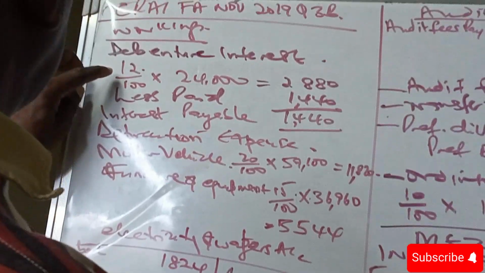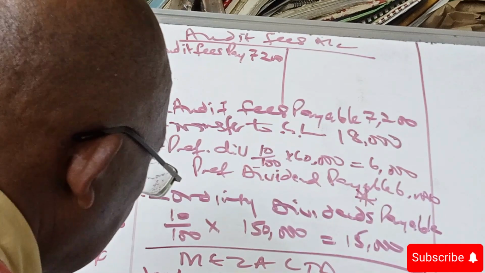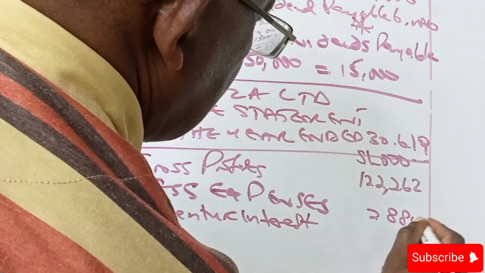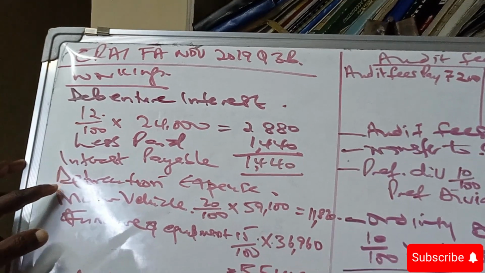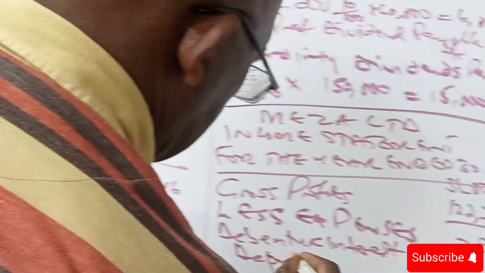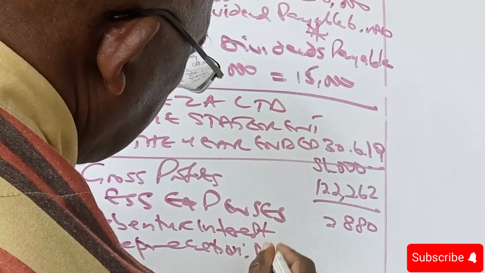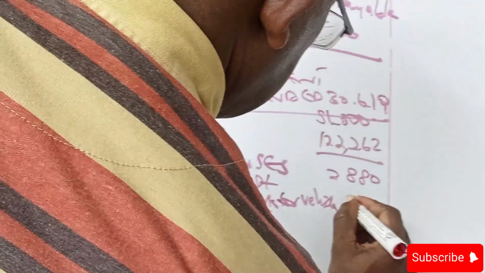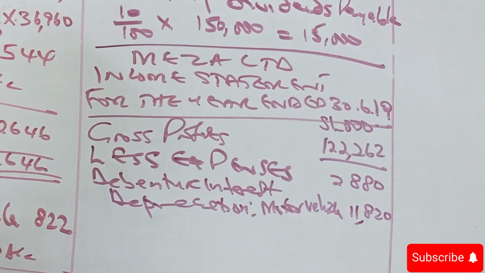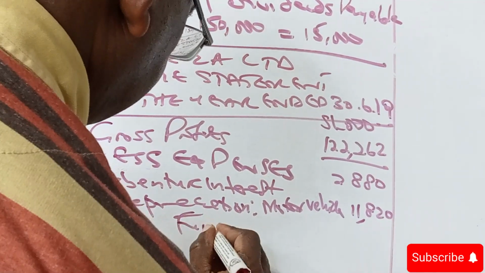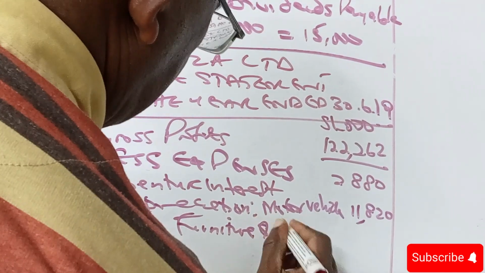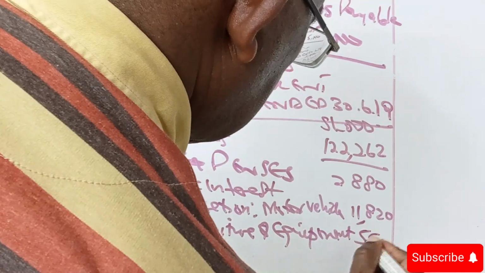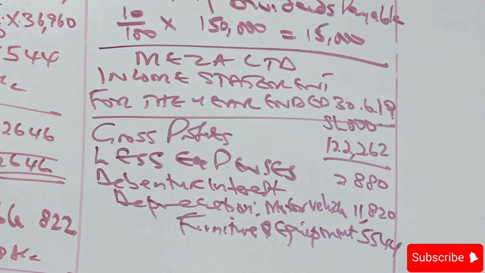And like I say, you first of all start with the adjusted expenses. Expenses. Debenture interest 2880. Interest payable. Depreciation, motor vehicle, 11,820. Furniture and equipment 5544. Electricity and water.